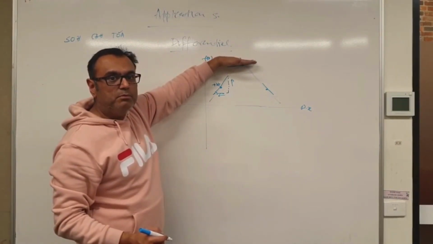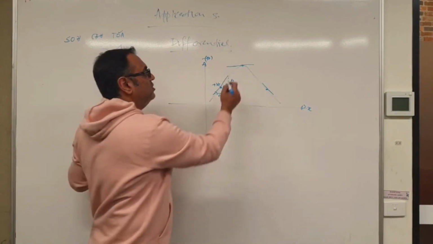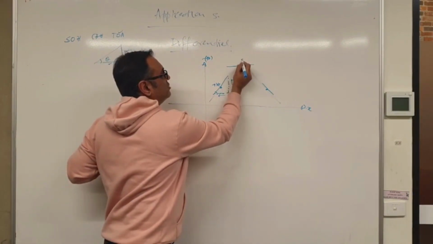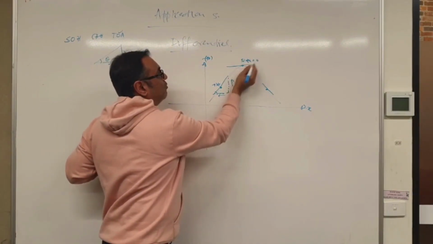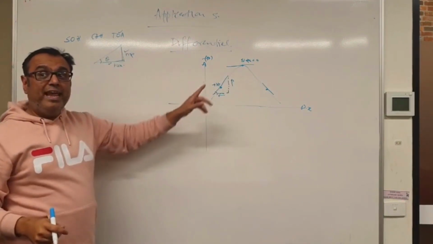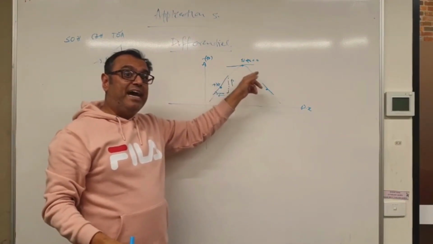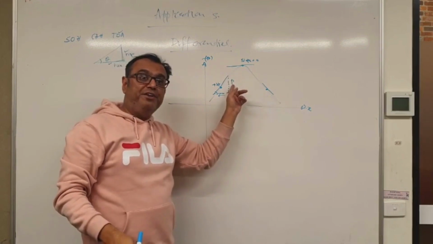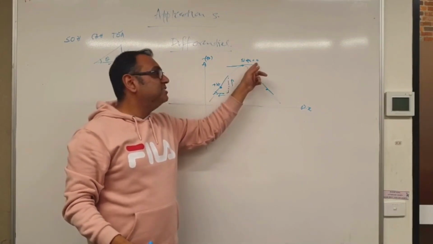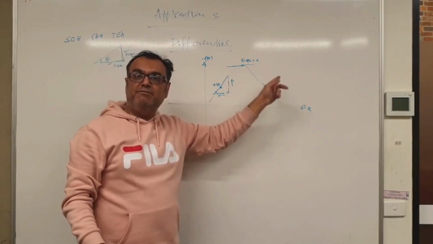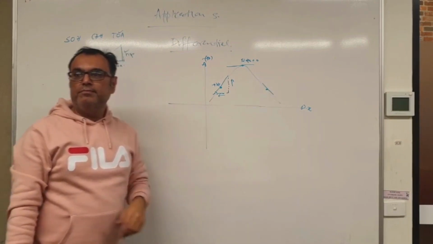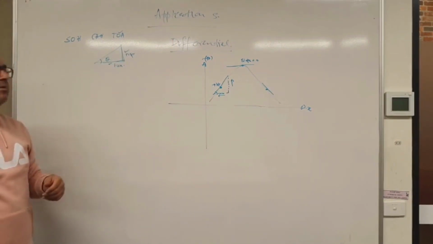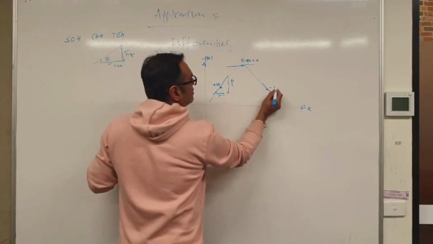What's the gradient here? When the line becomes parallel to the x-axis, the gradient is 0. So my gradient or my slope is 0 for this tangent. So the gradient of the tangent at a point on the graph is 0. That means the differential is 0. Right? Similarly here, the differential will be negative.